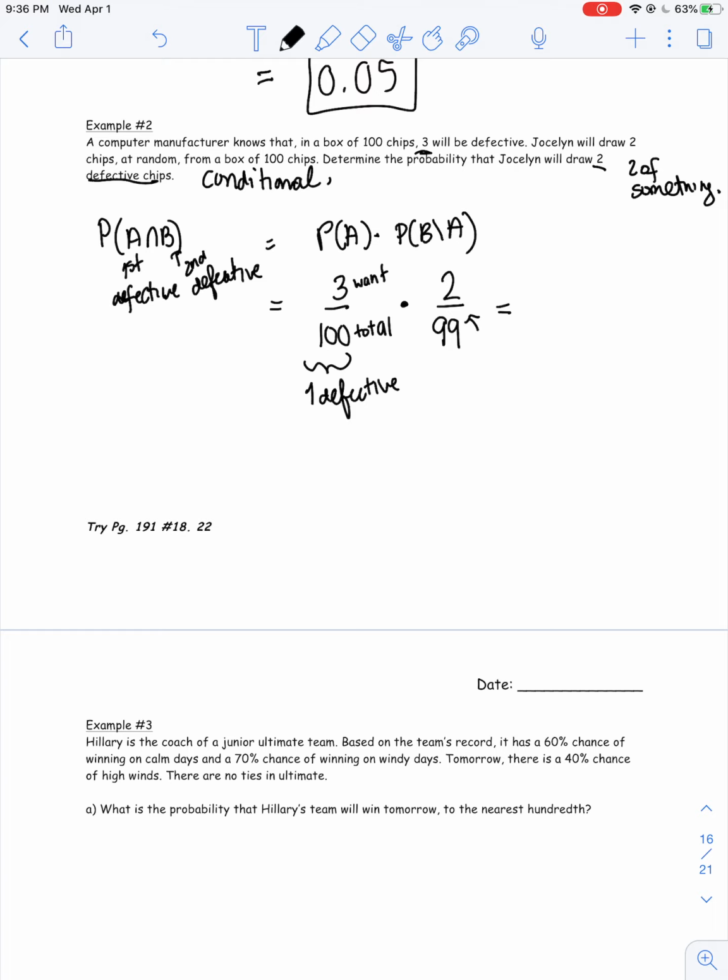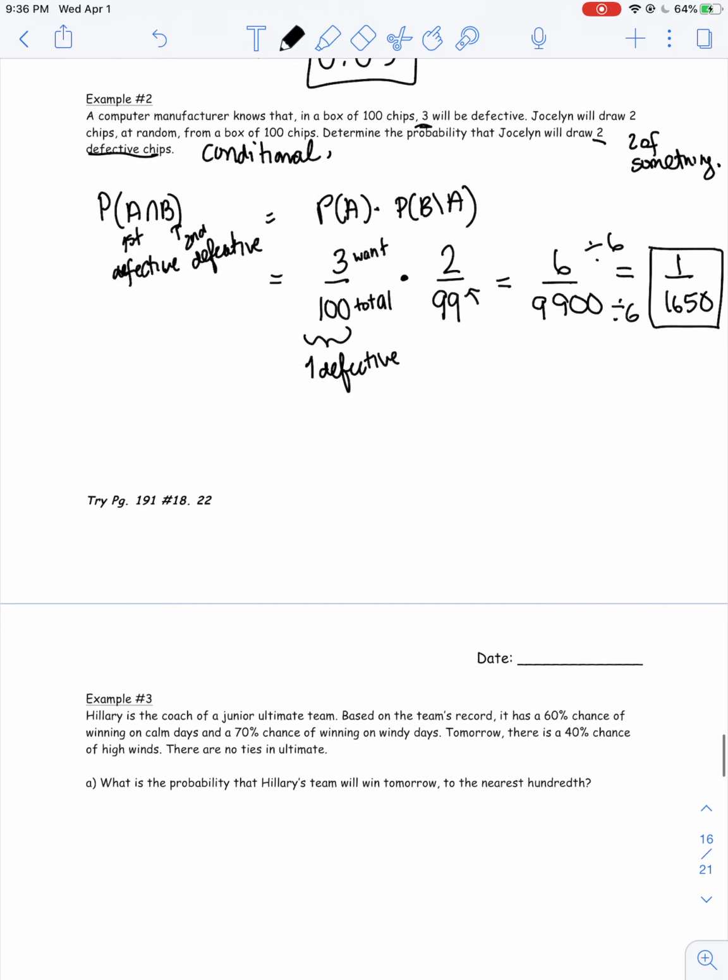All you have to do now is put these into your calculator. 3 divided by 100 multiplied by 2 over 99. And I'm going to actually simplify this as a fraction. It gives you 6 over 9900. And what you can do is divide the top number by 6 and the bottom number by 6 to get 1 over 1650. So that is the probability of taking out 2 defective chips.